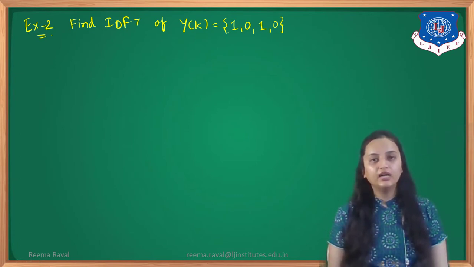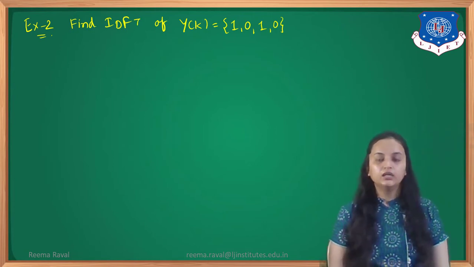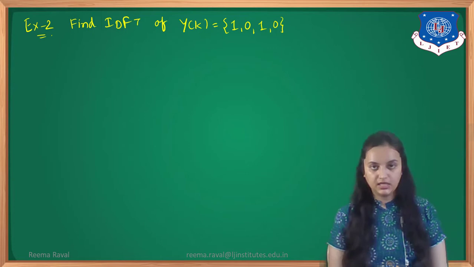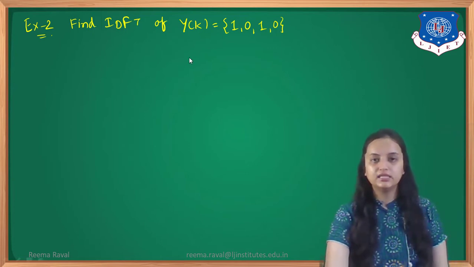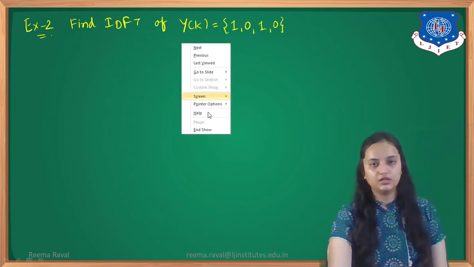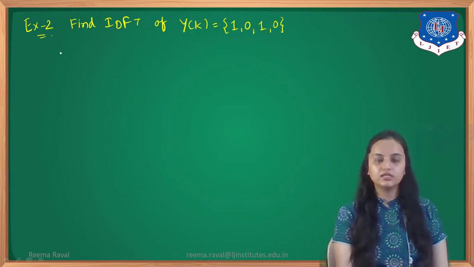Till now what we have done is we have found out the DFT, that means discrete Fourier transform, using the matrix method. Now we will find out IDFT, that means inverse discrete Fourier transform, from the given DFT sequence. So here as you can see, DFT sequence is given, y of k equals 1 0 1 0. Now we are going to find the inverse discrete Fourier transform for this.